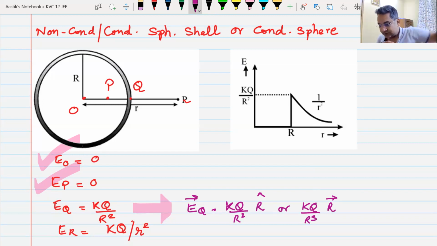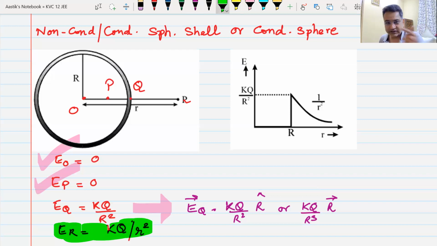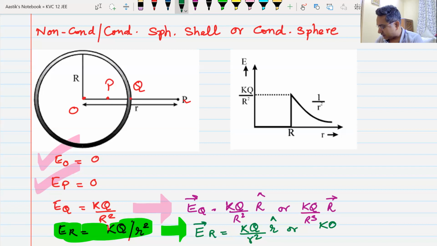Good. Then you can write the formula for point R. Here the distance R, you can call it small r vector. What is the electric field at the point R, vectorly? KQ by small r cube into r vector, sir. Either you can write it like this, KQ by small r square into r unit vector, but I don't like this form. I like this form better: KQ by r cube into r vector.